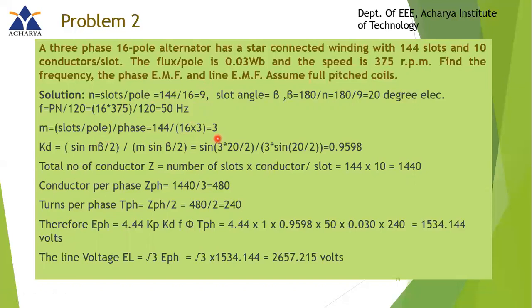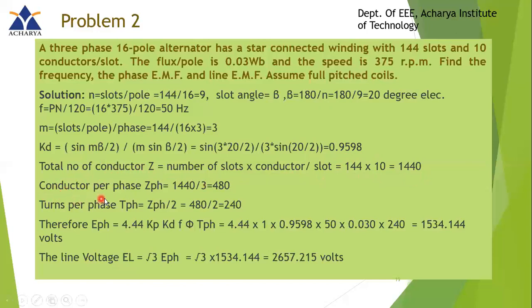We know what is beta also. Now we find out the distribution factor, which is given by sin(M beta by 2) divided by M sin(beta by 2). So substituting the value, we get 0.9598. So next we have to find the number of conductors: number of slots into conductors per slot. We get the number of conductors as 1440.